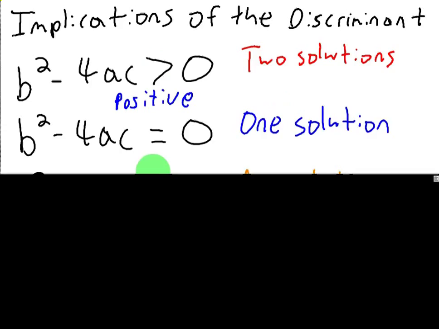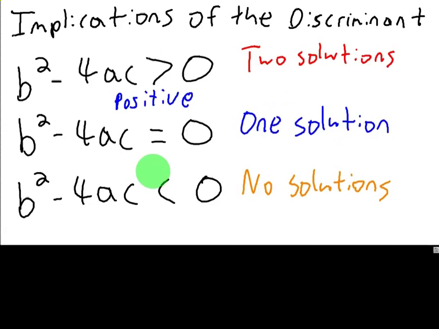And the third scenario is obviously if it's negative. So it's either positive, it's equal to 0, or it's negative. If your discriminant is negative, you will not have any solutions. And once you write that down, I'm going to explain why that is.